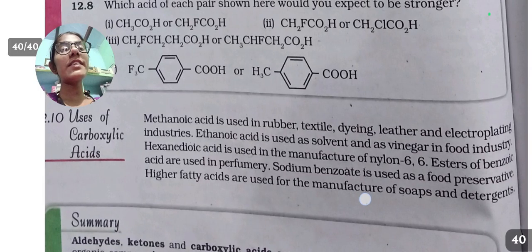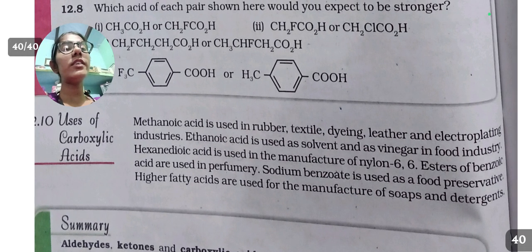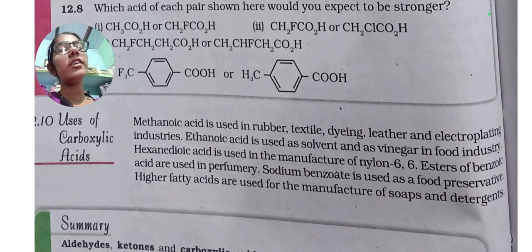Uses of carboxylic acids. Methanoic acid is used in the rubber, textile, dyeing, leather and electroplating industries. Ethanoic acid is used as a solvent and as vinegar in the food industry. Hexanedioic acid is used in the manufacture of nylon. Esters of benzoic acid are used in perfumery. Sodium benzoate is used as a food preservative. Higher fatty acids are also used in the manufacture of soaps and detergents.